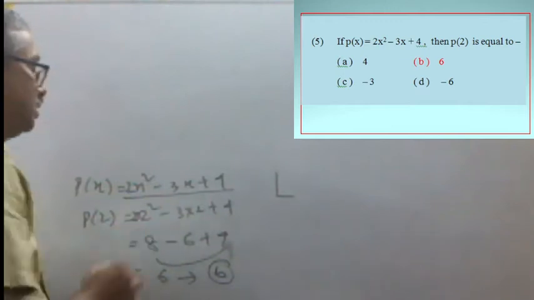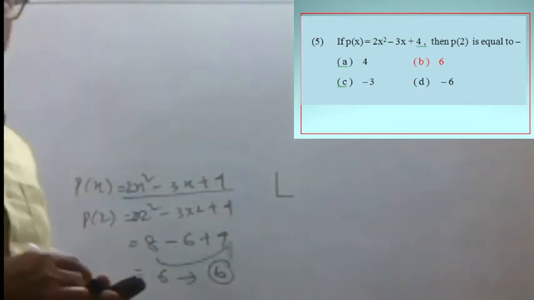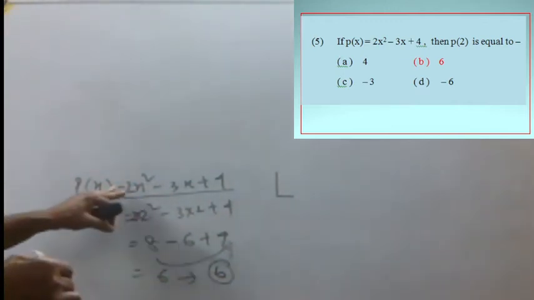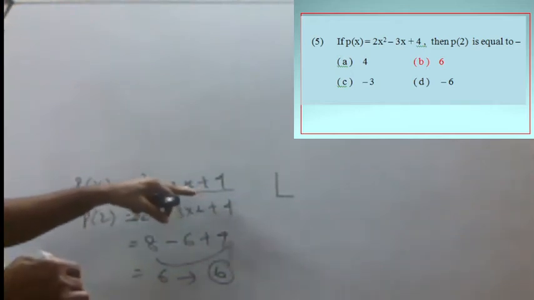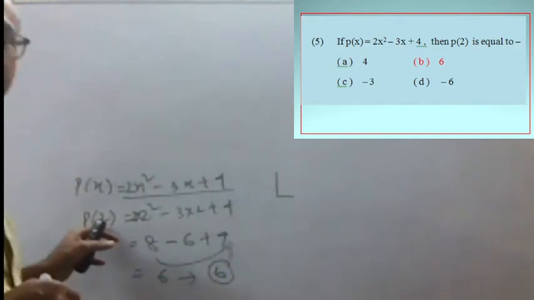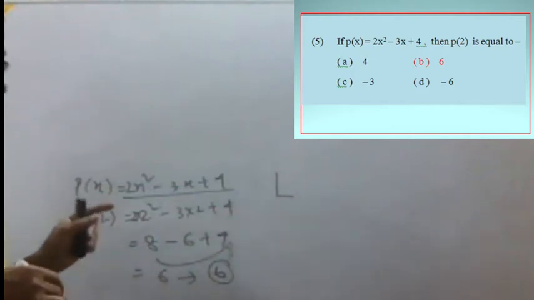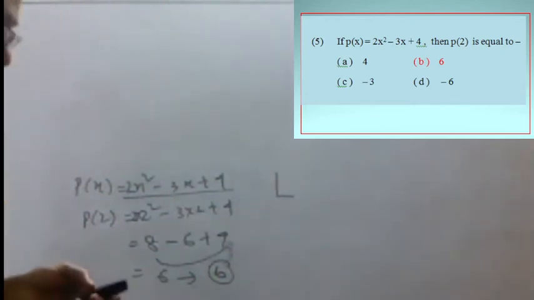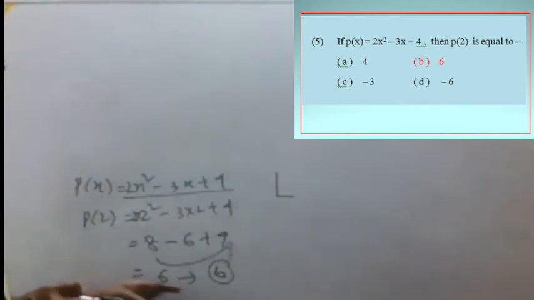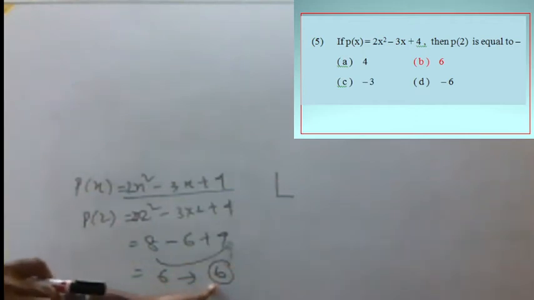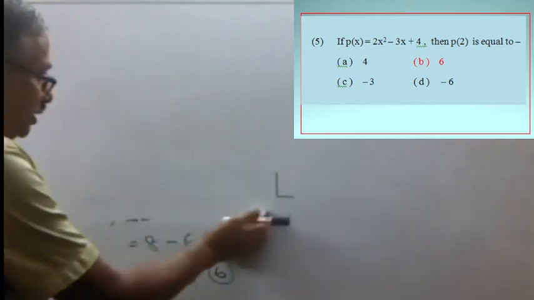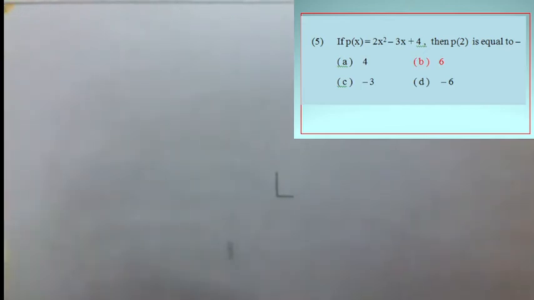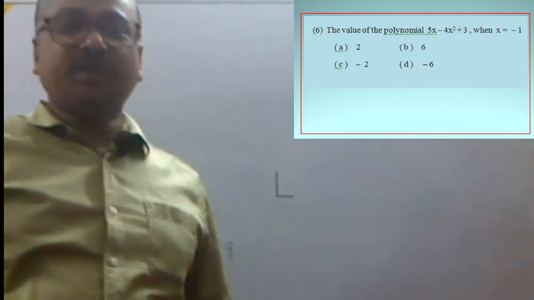This is given as 2x squared minus 3x plus 4. So this is one of the important patterns. A polynomial is given and we have to find its value at some particular value of x. It may be 2, it may be minus 2, it may be 3 by 2, it may be any real number. So option B is correct: the value of P(x) at x equal to 2 is 6. Now let us move to the next question.